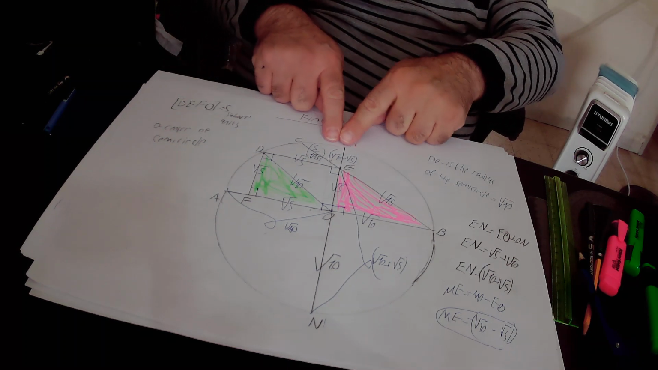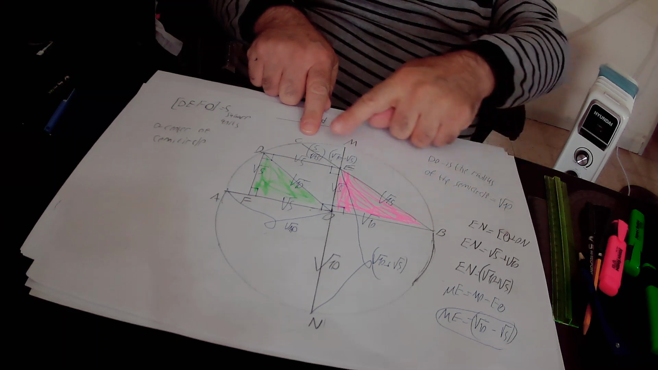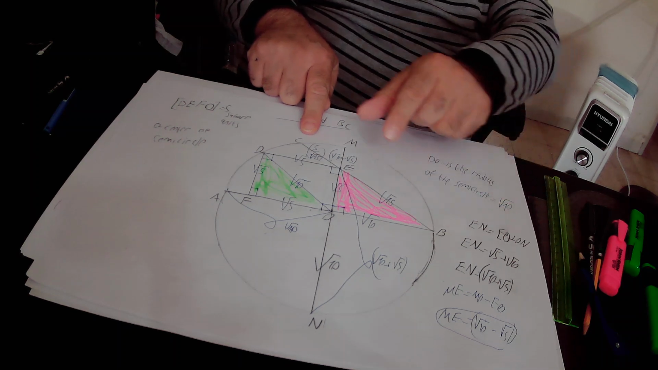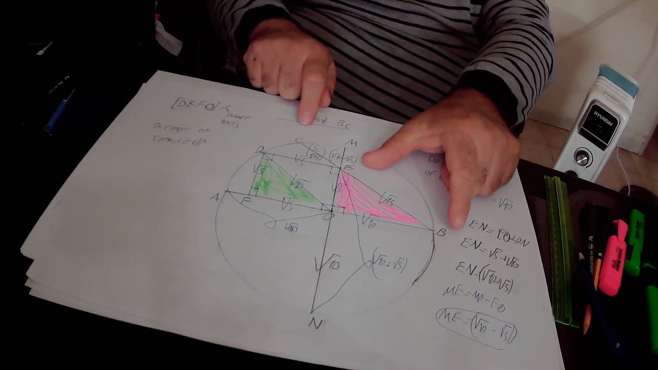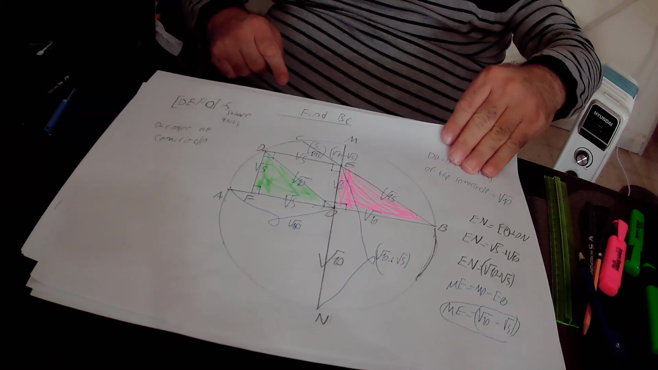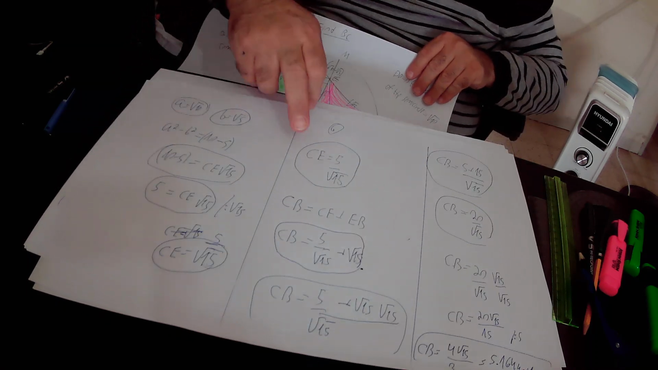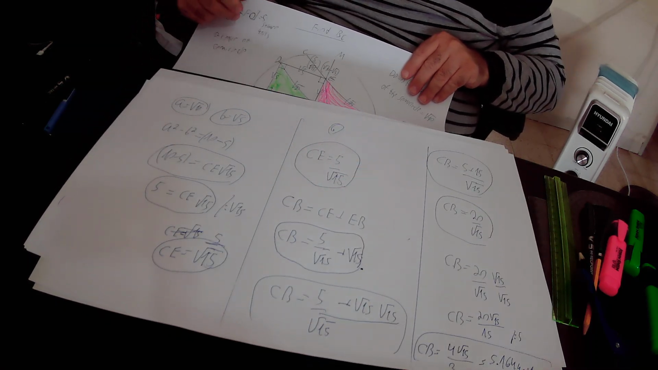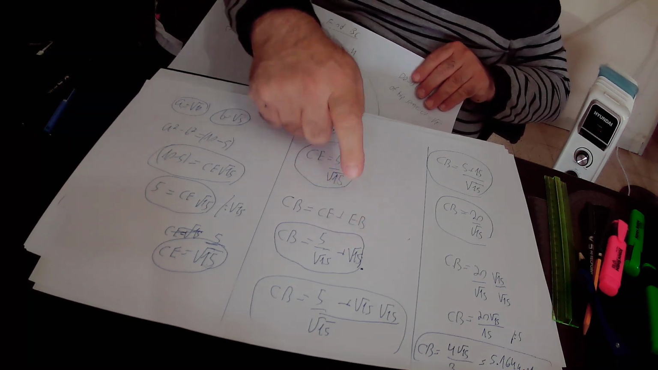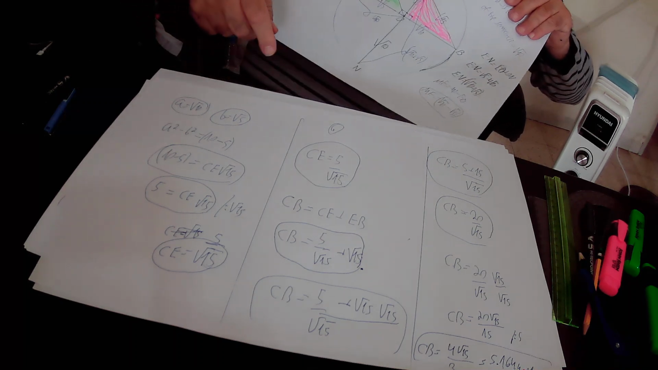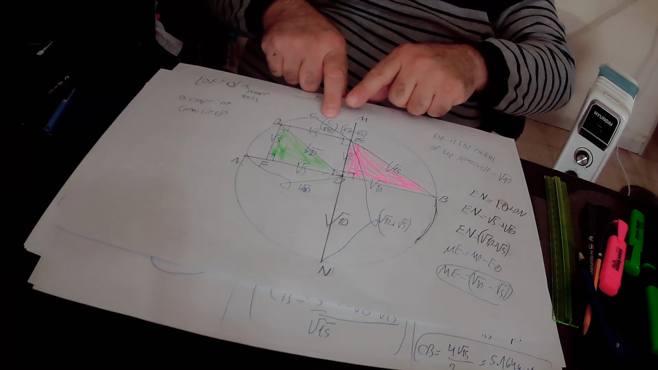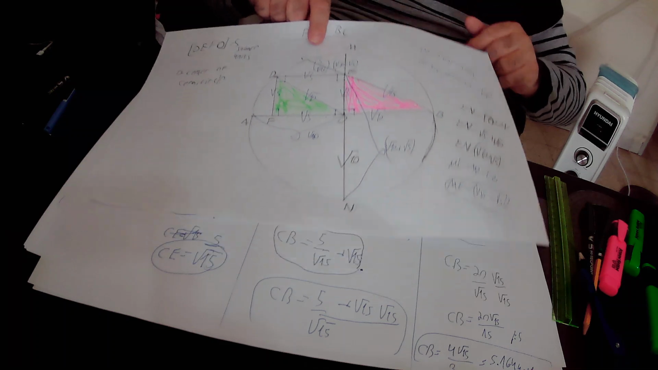We are looking for the length of chord CB. What is the length of chord CB? From the drawing, it is very easy to see that the length of chord CB equals CE plus EB. We have already found that CE equals 5 over the square root of 15 and EB equals the square root of 15. So the answer to the question is that this chord CB equals 5 over the square root of 15 plus the square root of 15.